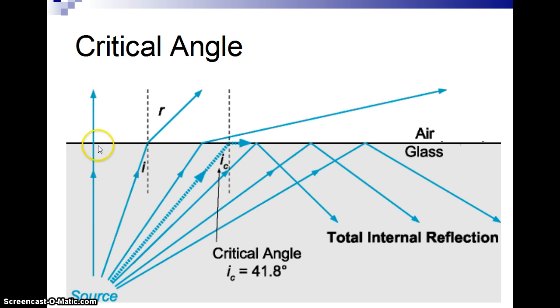Kind of looks like this if we're going from glass to air. It can go straight through, or it can bend. The little dashed line here is the critical angle. Anything above that critical angle, you get reflection.